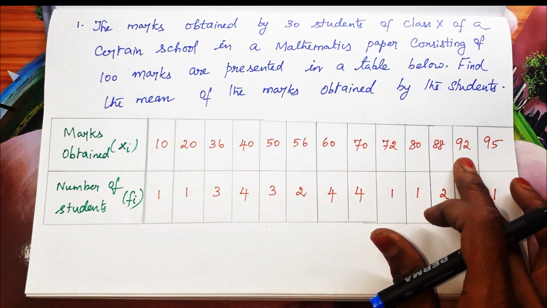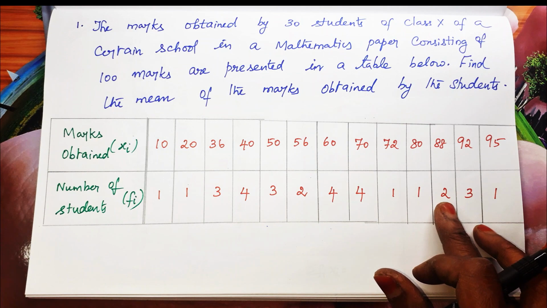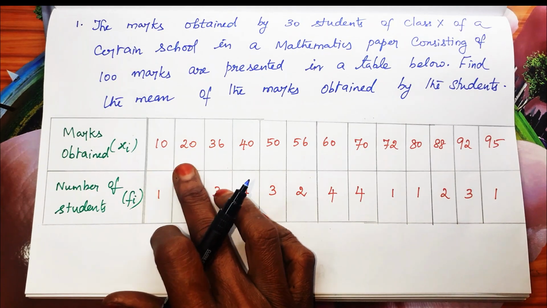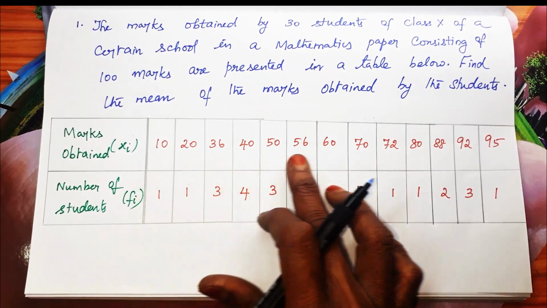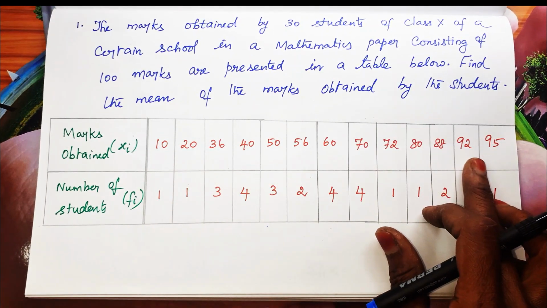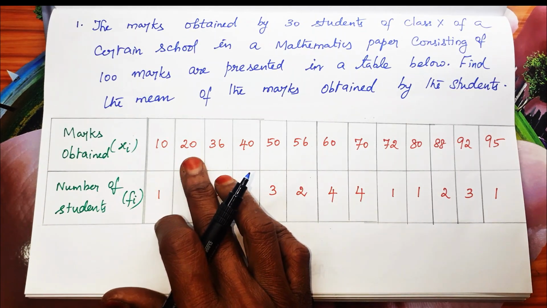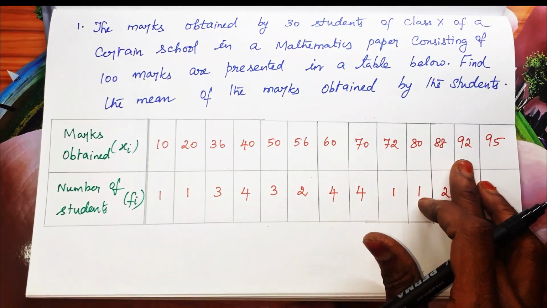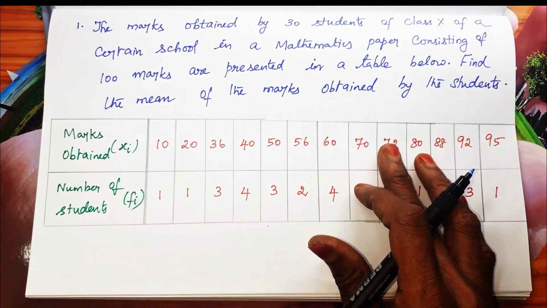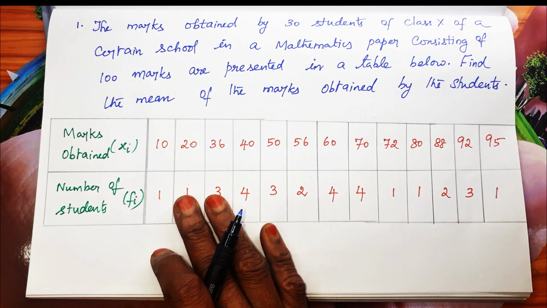So these values are marks and these values are the corresponding frequencies. Marks are 10, 20, 36, 40, 50, etc. There is no definite order of the values. It is not increasing properly because they have added 10, then next 6, then 4, like that. So all the values given are raw data. For that the corresponding frequencies are given.